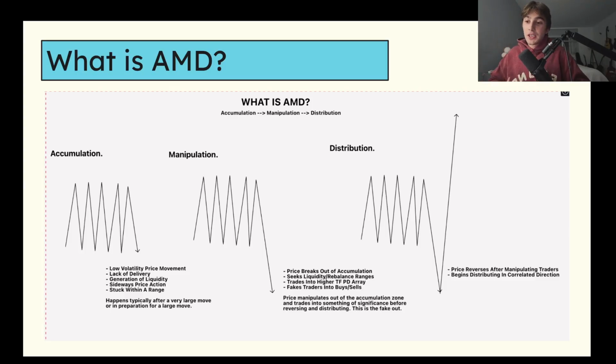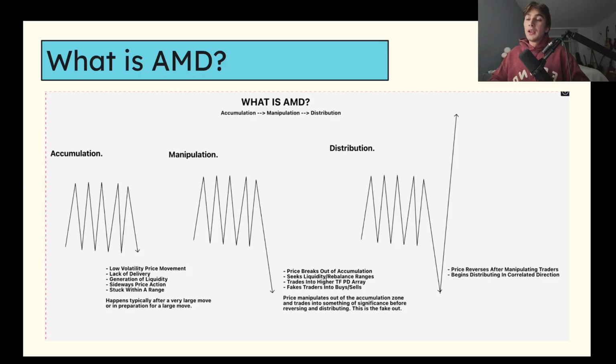And so that means it'll typically trade into a higher time frame PD array, and that's what we consider a valid manipulation. If we see price break out of the accumulation and trade into like an hourly fair value gap, a 4-hour fair value gap, or if it sweeps like London lows, London highs, that's a valid manipulation. And I'll show you examples of that.